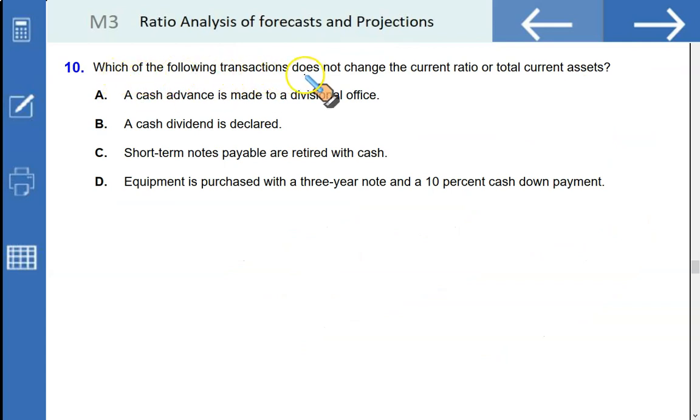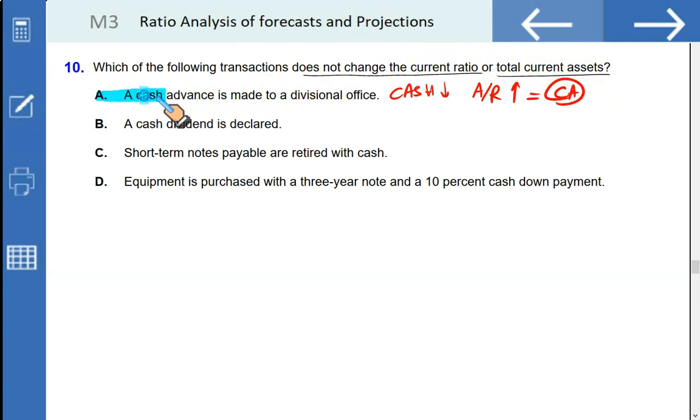Which of the following transactions does not change the current ratio or the total current assets? A cash advance is made to a divisional officer. In this case, cash balance falls. The other divisional office will represent an account receivable. AR goes up. So just cash decreases, account receivable increases. That means the total current assets stay the same. That is why total current assets and current ratio are not affected. And that's why A is the right option.